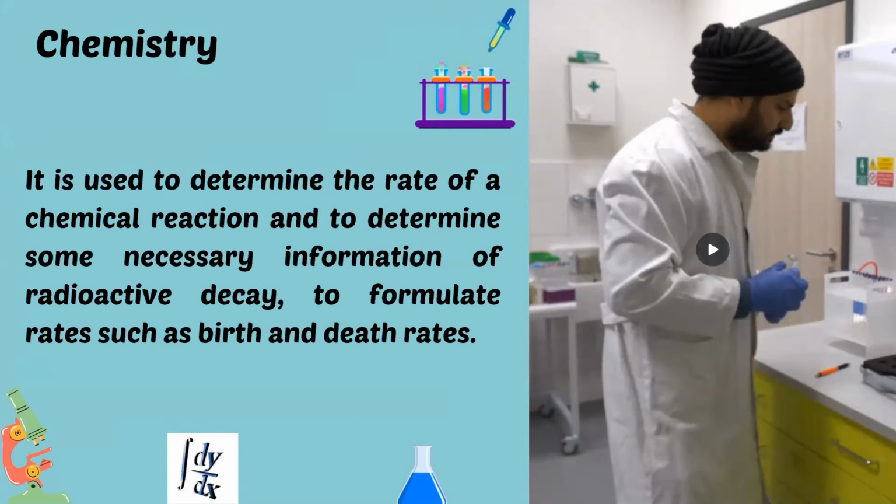So for chemistry, predicting the rate of the reaction, we can call it how fast the reaction or how much time it will take for the reaction to occur. Mostly we are using integrations in the concept of chemistry. And also for the reaction rates, for the radioactive decay, in order to predict the birth or the death rates, everywhere we are using the calculus.